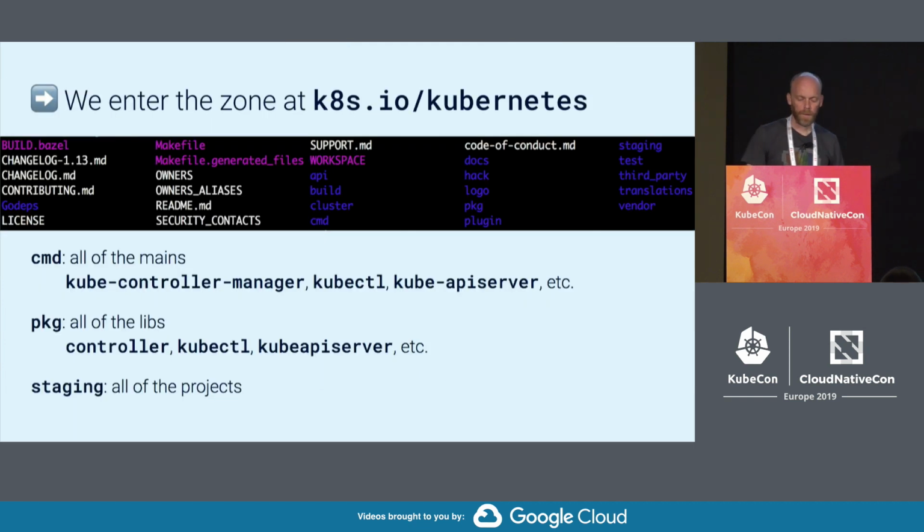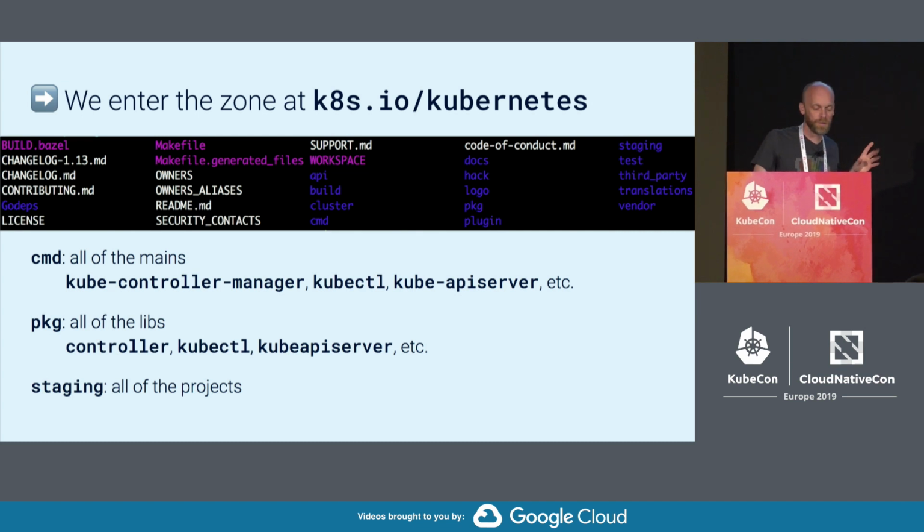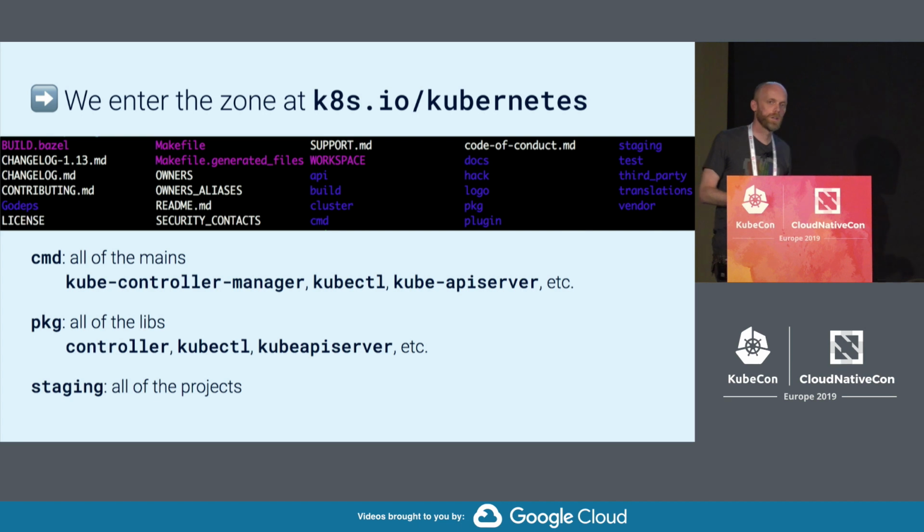OK, so we'll start at the Kubernetes project. It's the original repo. I guess it looks like that when you ls it. There's a lot of stuff here that I don't understand. Most of my entry points, though, for the project are through either the command directory, the cmd, which contains all the mains for all the processes that run in Kubernetes. So this has the controller manager, the API server, the kubelet, kubectl. It's kind of like the mains for all of those processes.